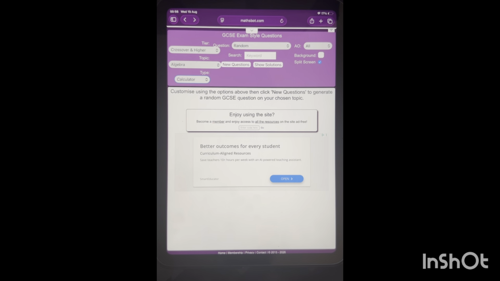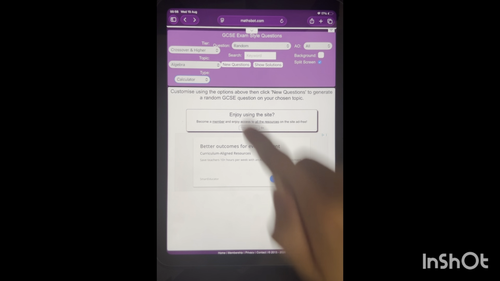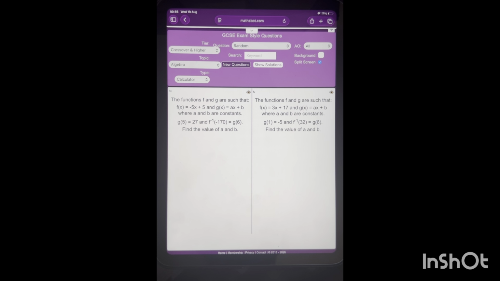Answering a random GCSE algebra question. The question is: the functions f and g are such that f of x equals minus 5x plus 5 and g of x equals ax plus b, where a and b are constants. g of 5 equals 27 and f minus 1 of minus 170 equals g of 6. Find the value of a and b.